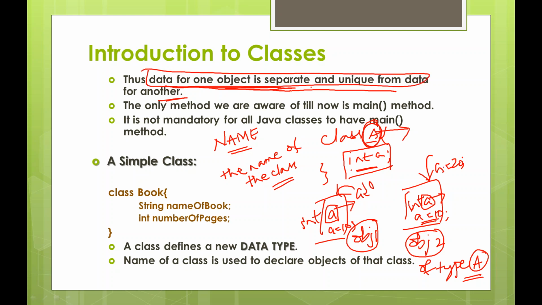The data is nothing but the values here. In this particular context, it is value. Value of integer A need not be the same as value of integer A in this particular object, in these two objects.